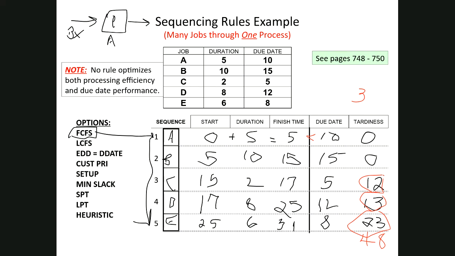But the only way, again, to guarantee is that you would go through and list and evaluate these all 120. And that's not too difficult to do with the computer. But if this were 15 jobs, then that becomes virtually impossible. All right. So let's look at another one.